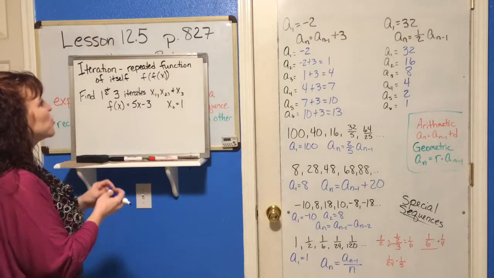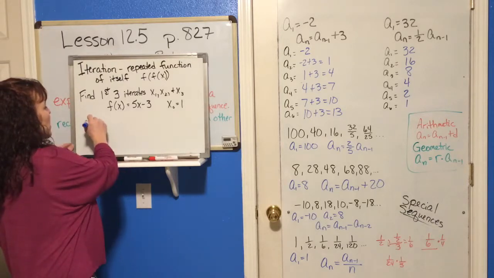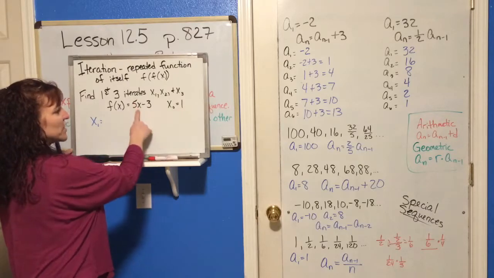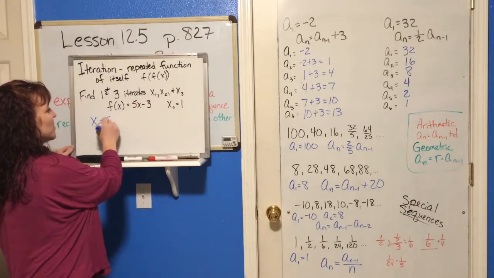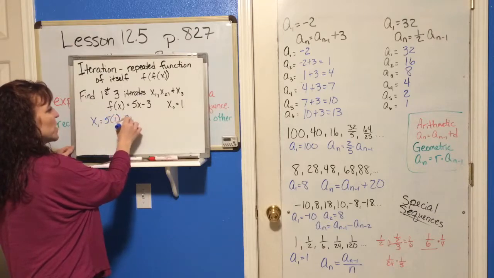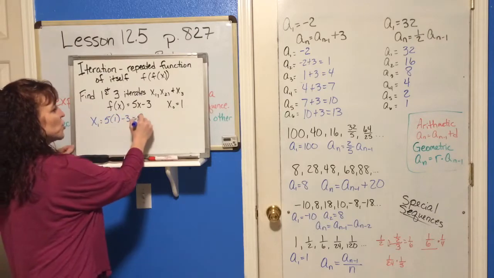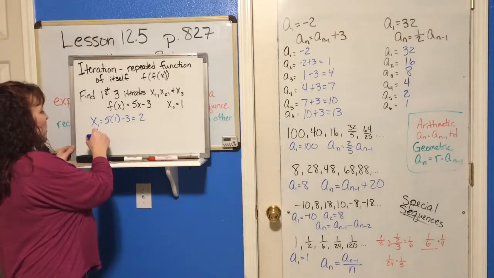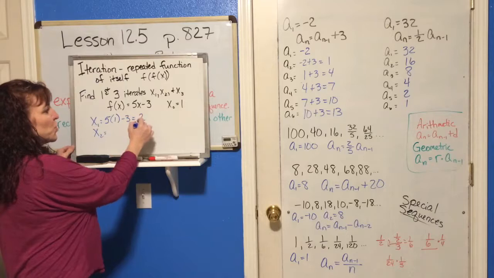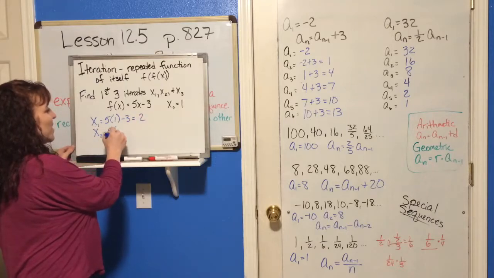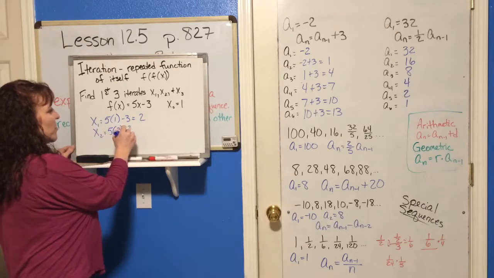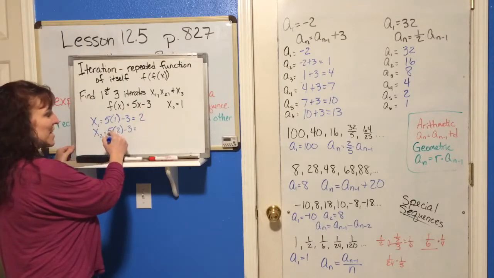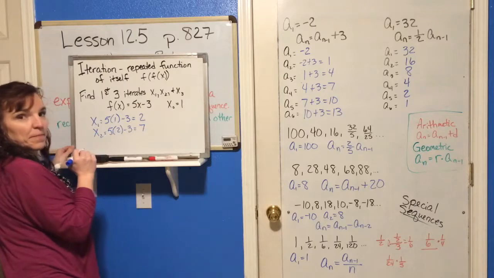So if the initial amount is 1, then the first iteration is going to be put the 1 in for x, and you're going to have 5 times 1 minus 3. So 5 minus 3 is 2. So the first iteration is 2. To get the second iteration, we would take the 2 and put that in for x, back into our original function. So 5 times 2 is 10, and 10 minus 3 is 7.